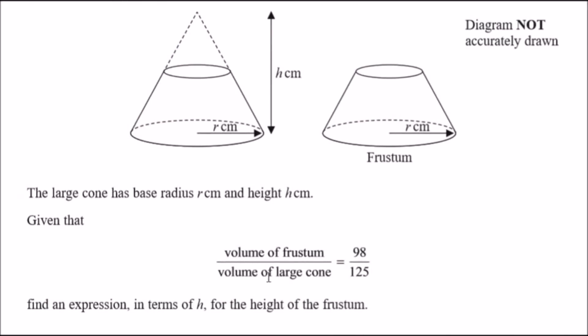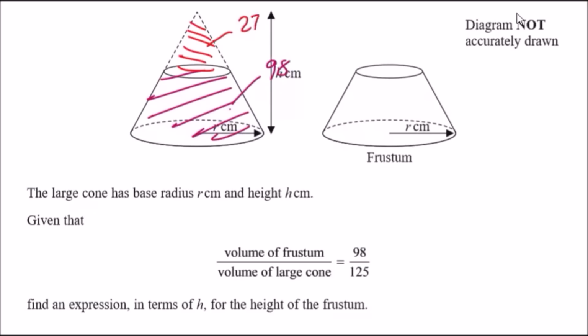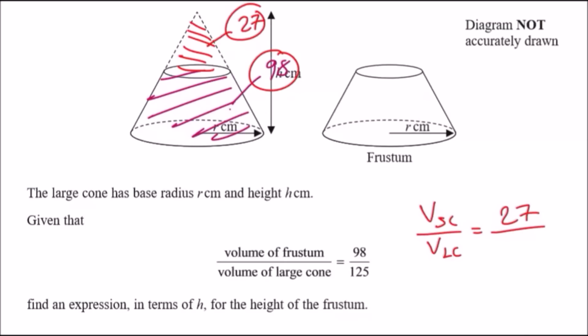The volume of the frustum over the volume of the large cone is represented by 98 and 125 parts. So if we consider that the volume of the frustum itself is 98 parts and the whole cone is 125, this means that the leftover bit, the small cone bit, guys, must be just 27 parts. Okay, it makes sense because 27 plus 98 will give us 125 parts. So that tells us that the volume of the small cone over the volume of the large cone has a relationship of 27 out of the 125 parts. Cool.